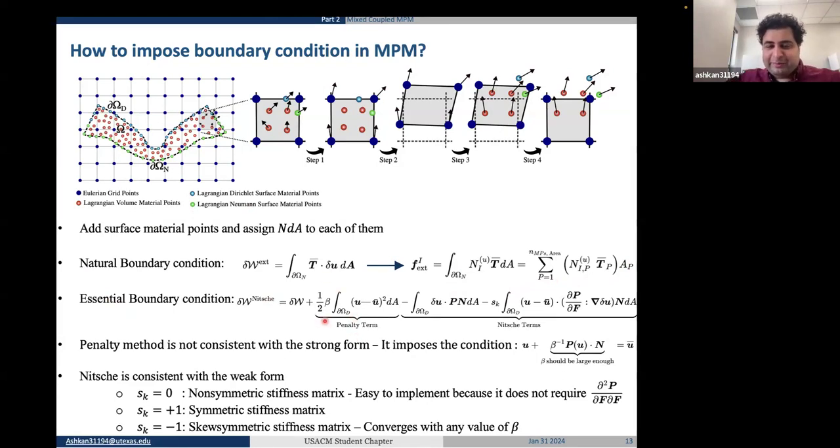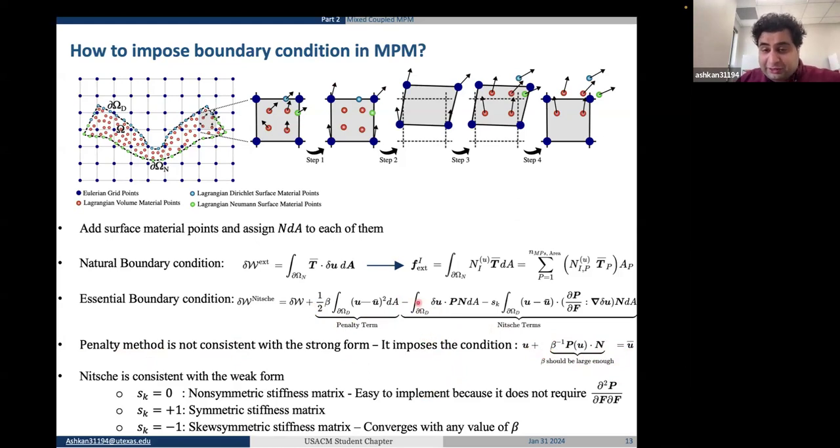The penalty method is like adding some springs with large stiffness values, and this term is added to the energy functional, I mean, to the weak form. But if you use this penalty method, it's not consistent with the strong form, and it imposes this condition on your system. You want u equals u bar, but then this term appears here as well. And you need a very large value of beta until you converge to the solution.